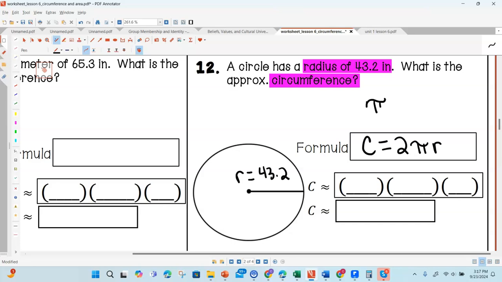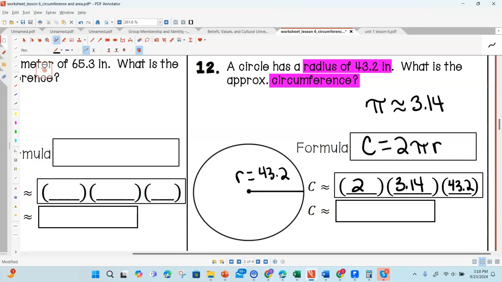Now, pi is usually substituted with the value 3.14. This is just an approximation, so that's why we see these little squiggly signs. So we're going to substitute each of these values. We bring down the 2, and then multiply it by pi, substituting 3.14. Then we bring down the substitute for radius. Radius was given as 43 and 2/10, so we just bring it in.